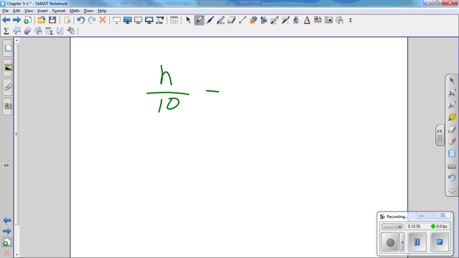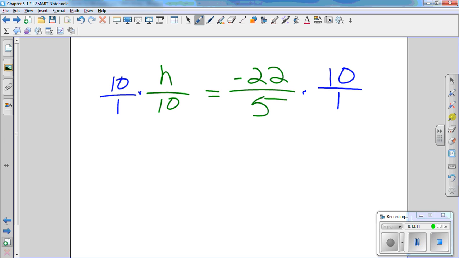H over 10 equals negative 22 over 5. Well, this is division. I want to get h by itself, so how do I get rid of division? Multiply both sides by 10, right? Well, I want to multiply by 10 over 1 so that I can cross-reduce those 10s. Do I have a fraction on this side? So I want to multiply by 10 over 1, so that I can cross-reduce first. Cross-reduce these to 1, and I'm left with 1h over 1.